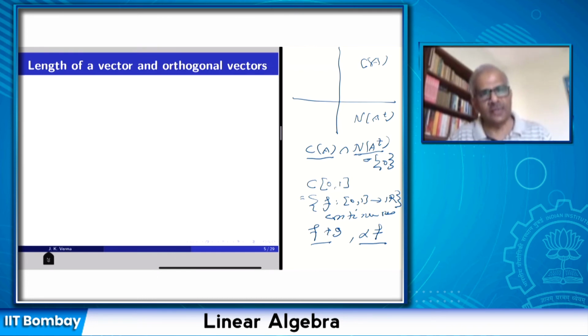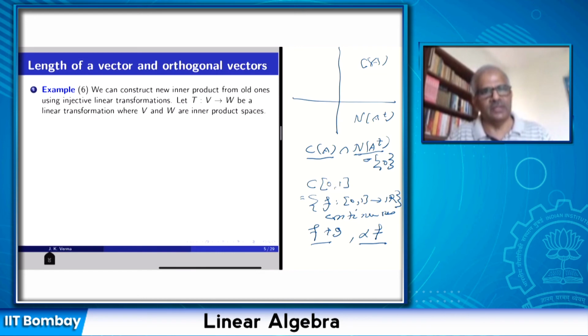Using that inner product, we want to define the length of a vector. And the idea is taken from the formula for the absolute value of a complex number. The absolute value of a complex number z equal to x plus iy is the square root of x square plus y square, which is the square root of the inner product of z with z. So we will lift that definition and introduce the length of a vector in an arbitrary inner product space.